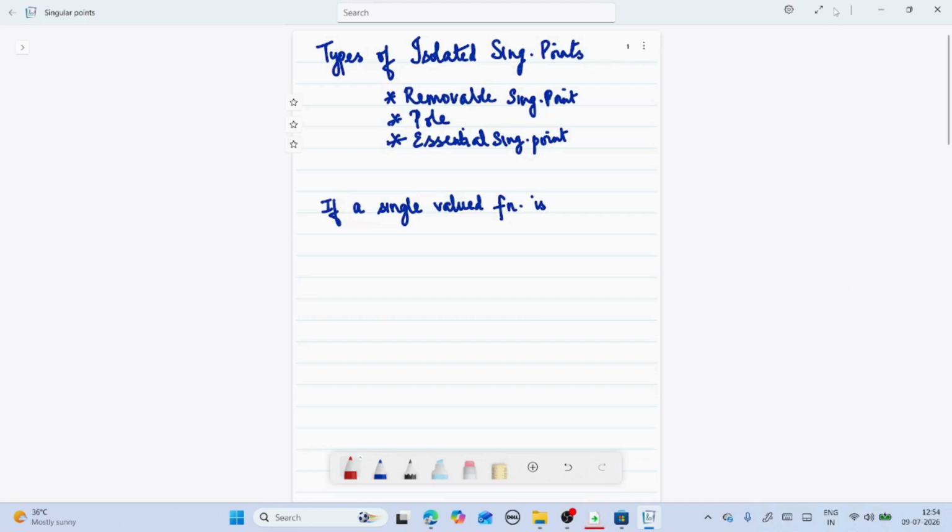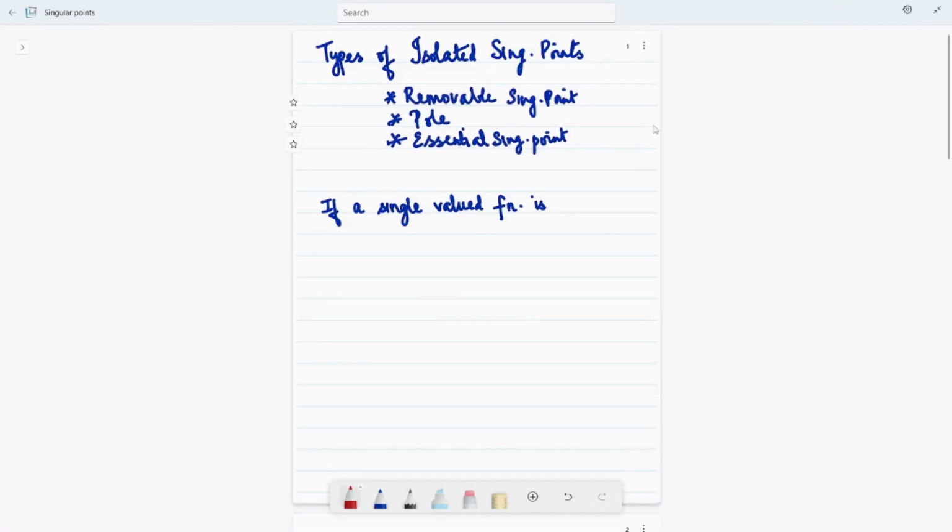In this video, we will see what are the types of isolated singular points. Now, this is how it is classified: removable singular point, pole, and essential singular point. Okay. Now, let us see what is a removable singular point before we move on to the rest.